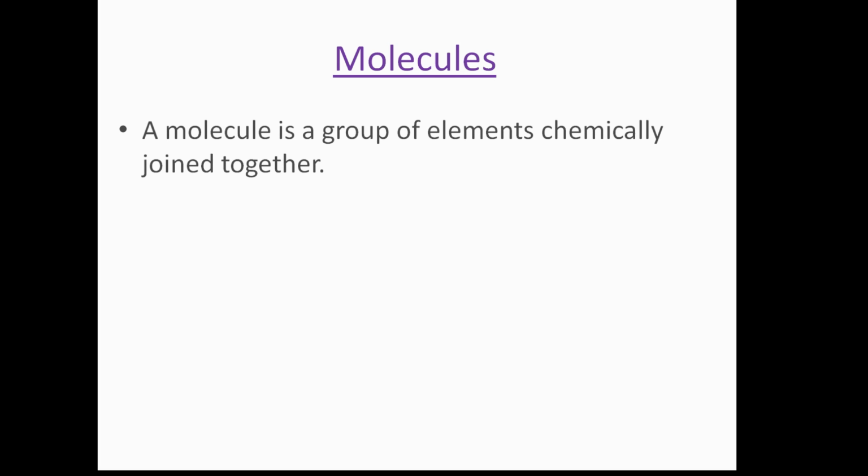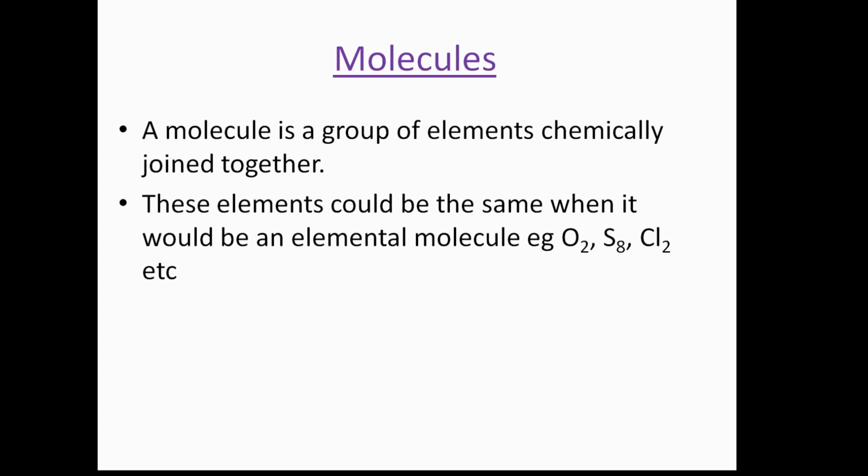Now, a molecule is a group of elements that are chemically joined together. They can be the same or they can be different. If they're the same, you'll get something written like this: O2. That means we've got 2 oxygen atoms joined together. S8. Can you guess how many sulfur atoms are joined together? Yep, it's 8. And then we get Cl2. Okay, for example, carrying on.